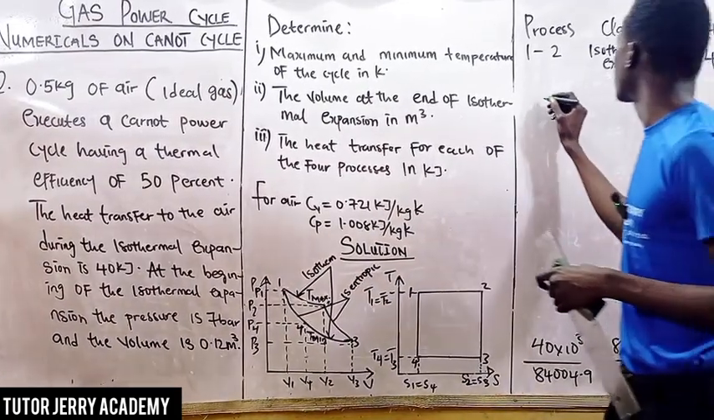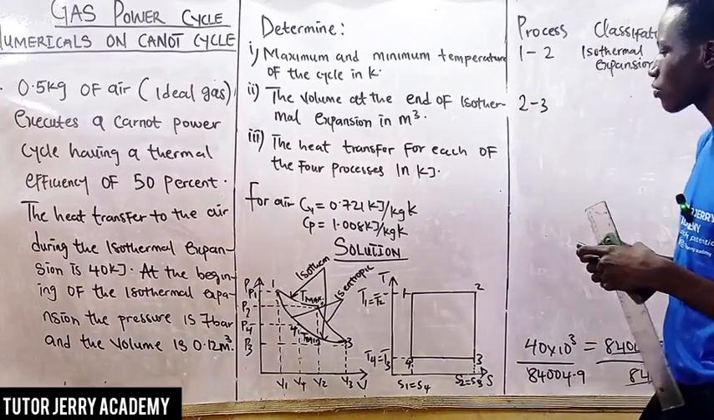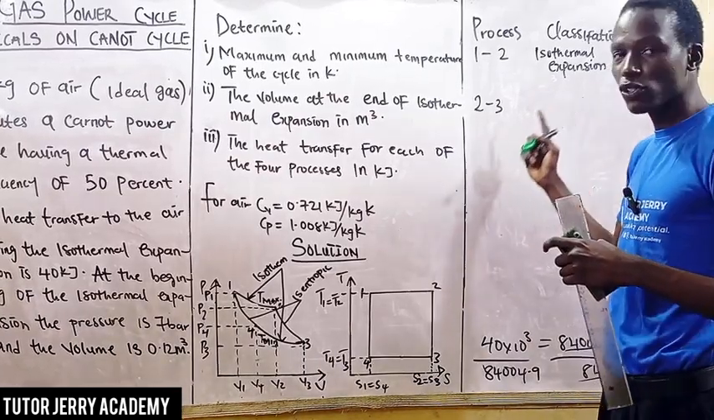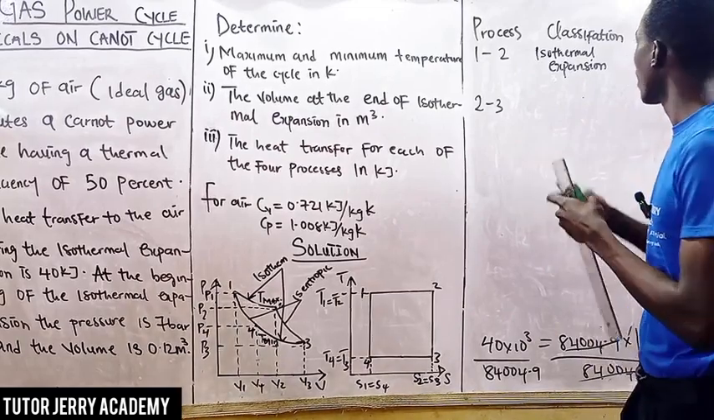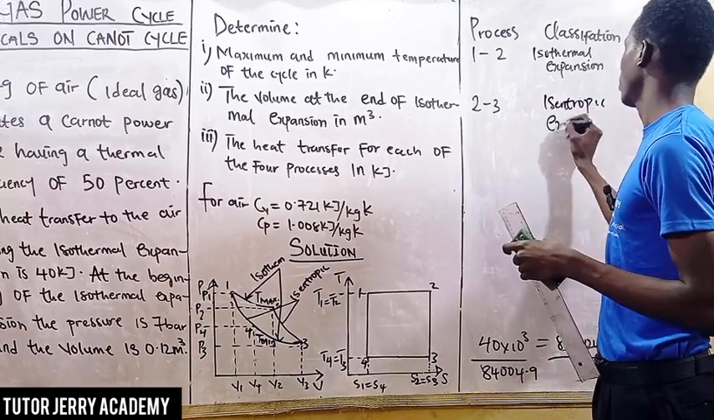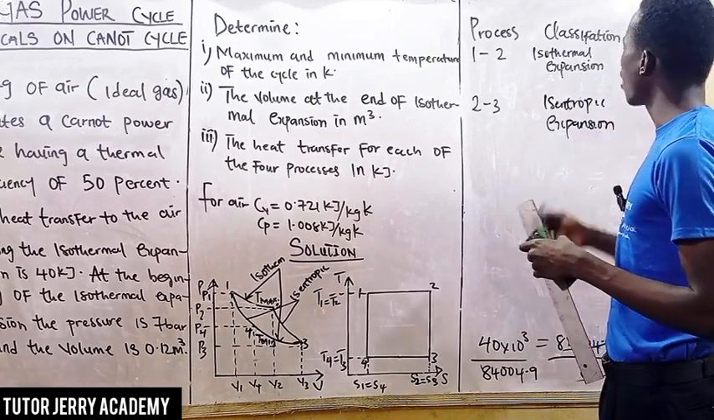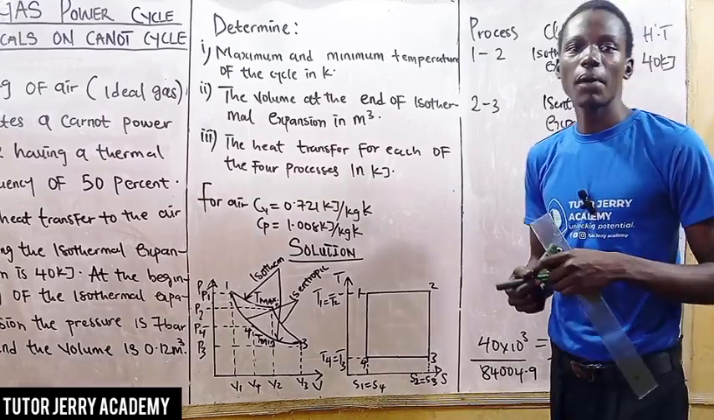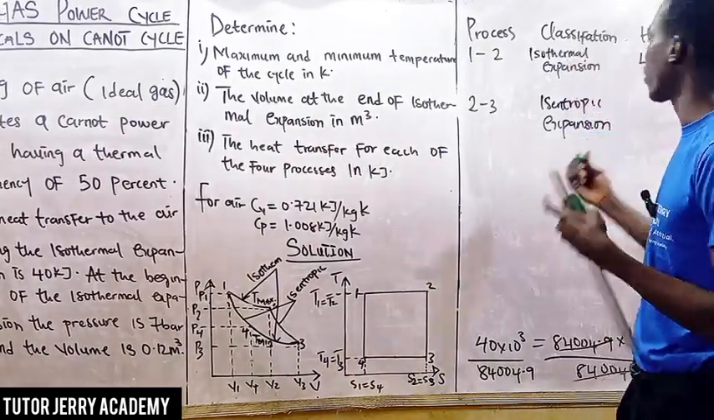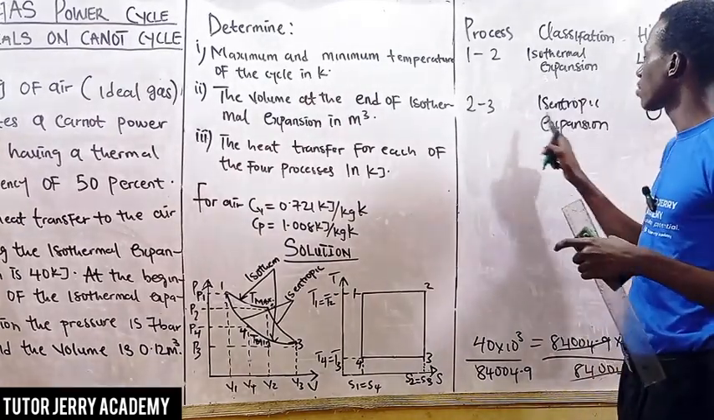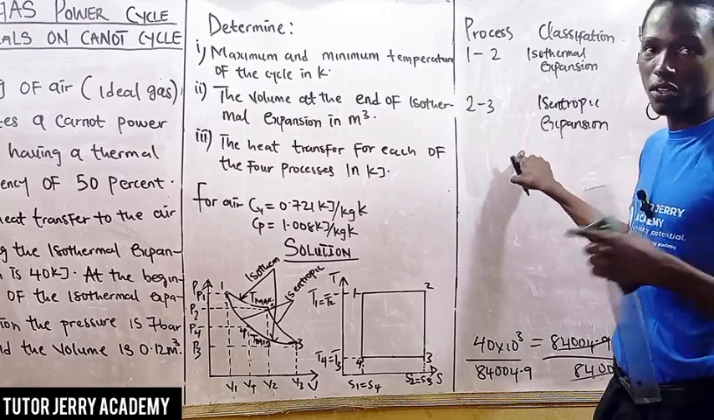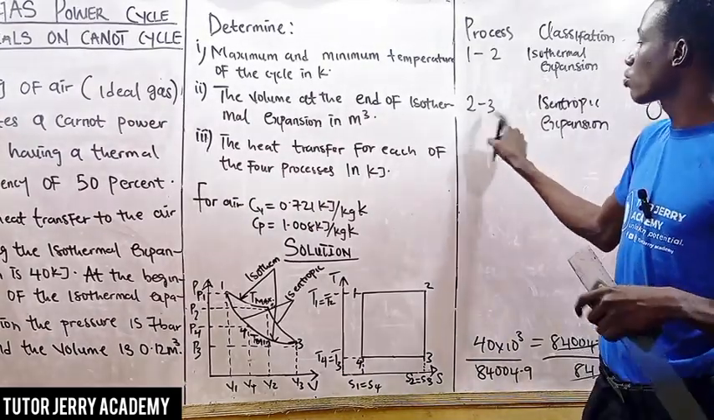Next, for process 2 to 3, we have a reversible adiabatic expansion, or isentropic expansion. So I can just say isentropic expansion. When we talk about isentropic expansion, we are talking about no heat. If there is no heat, our heat transfer is equal to zero because there is no change of heat. So adiabatic process, there's no change of heat. So our heat transfer for process 2 to 3 will be 0.